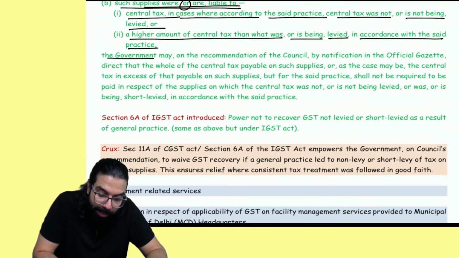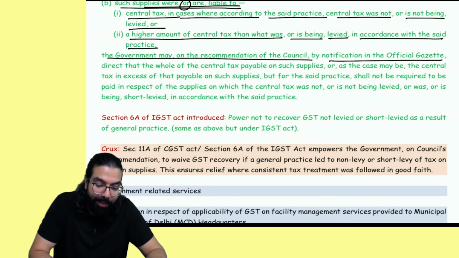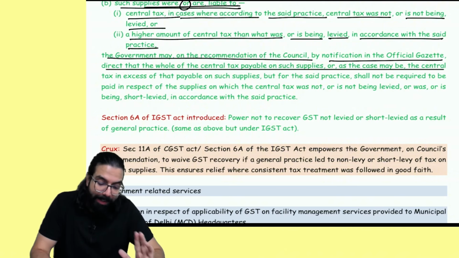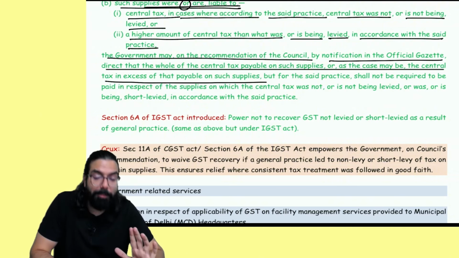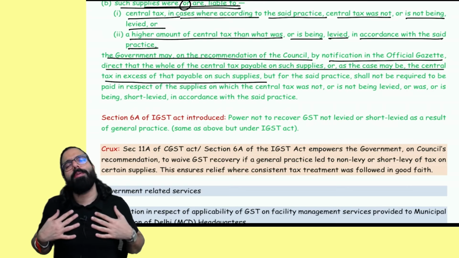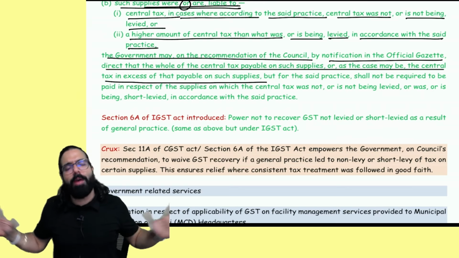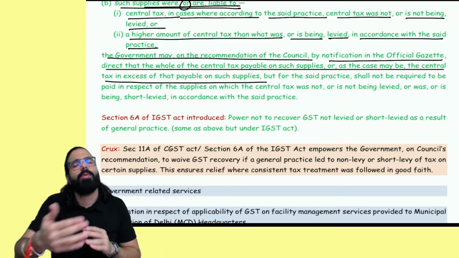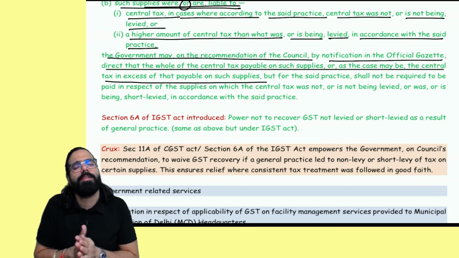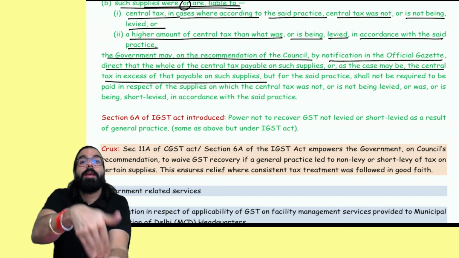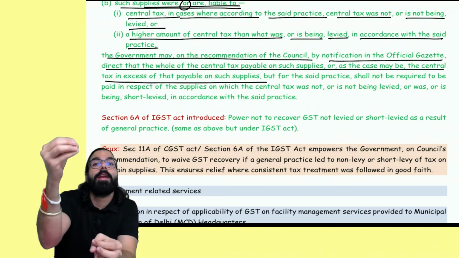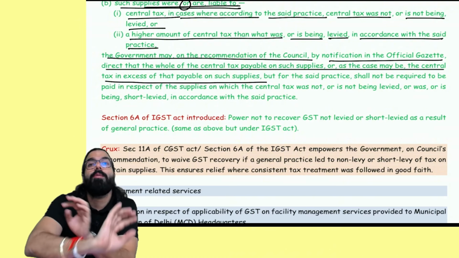the government, on the recommendation of the council, by notification in the official gazette, can direct that the whole of the CGST payable on such supply, or as the case may be, the CGST that is in excess payable on the supply. So, sir, because of a general practice, for example, one industry was charging only 5%, or not charging GST at all, but later it came to the knowledge of the GST department that this item's rate of GST is 18. Then whatever was not collected, the government can issue a notification and say we are waiving it off.